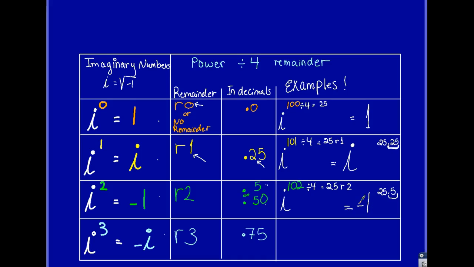Now, let's practice the last one, which is i to the power, maybe 103, just to keep the same pattern. You take the power, you divide it by 4, you should get 25 remainder 3. Calculator lovers, you get 25.75. So if you get 0.75, that means it's a remainder of 3. So 0.75 means remainder of 3. And this should always give us the negative i.